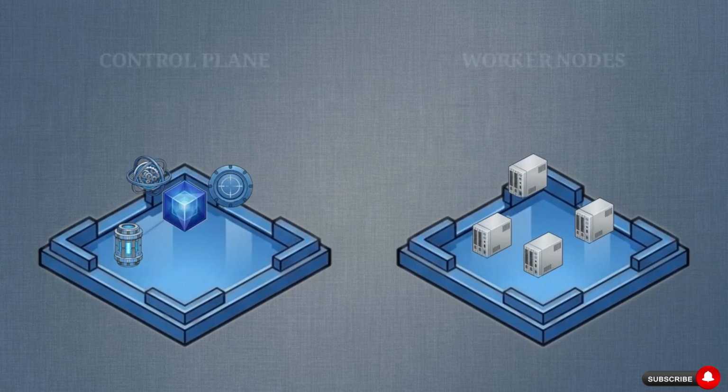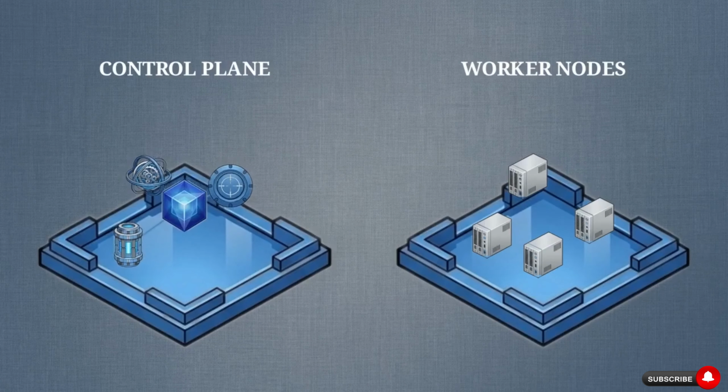Looking at this topology map, you see how Kubernetes handles that scale by splitting its universe into two distinct halves. On one side is the control plane, making global decisions. On the other side are worker nodes executing workloads.